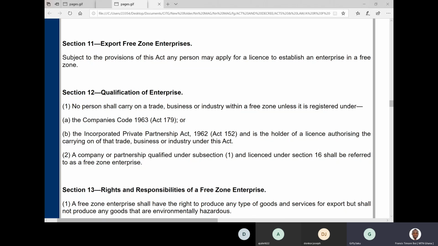Okay. And is the holder of an incorporated license authorizing the carrying on of that trade, business, or industry under this act? Okay. 2. A company or partnership qualified under subsection 1 and licensed under section 16 is a free zone enterprise. Why have we taken sole proprietorship from here? Or in all cases, why are we taking sole proprietorship from it?